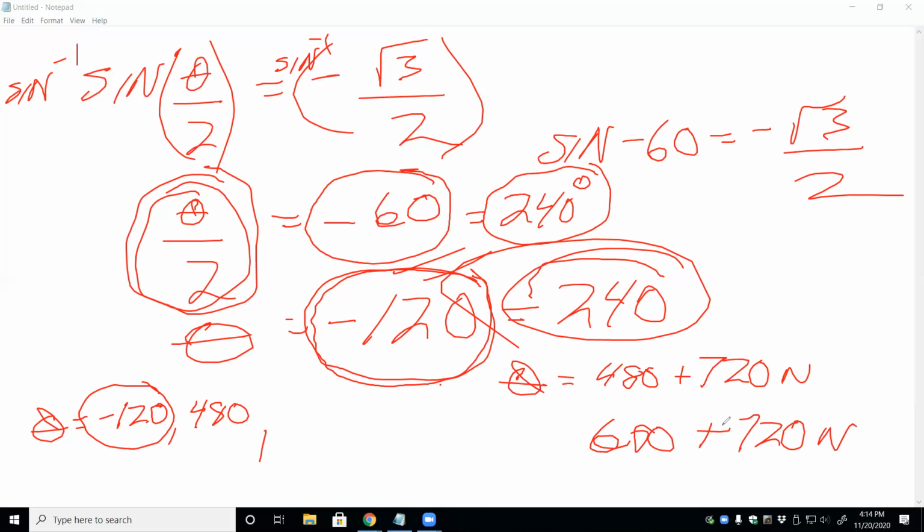We normally use 360 here instead of 720. We're using 720 because it's theta over 2. Right, that's what I was thinking, because we're going to multiply both sides by 2, right? If it was theta over 3, I'd be using 1080. Right. And if it was theta, I would be using 360.